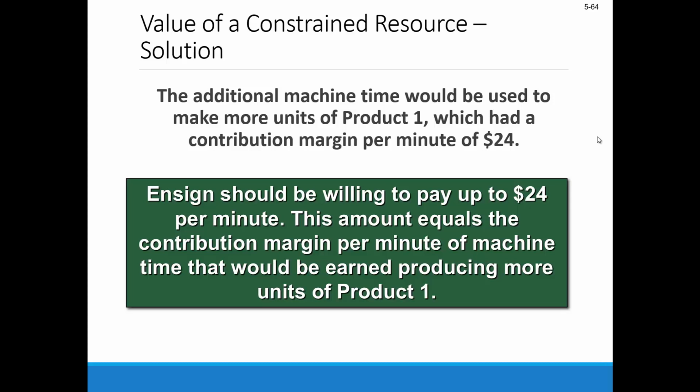Again, we're not saying that this is something they could run out and do tomorrow and just flex that time, but if they could, that would be our initial determination of that particular decision. How much would we be willing to pay to potentially acquire new machinery? We could start by looking at how much we'd be willing to pay to acquire additional time on that machinery. Again, in this case, it's $24 per minute because that's what we could generate by making additional units in product 1 and filling that leftover customer demand.